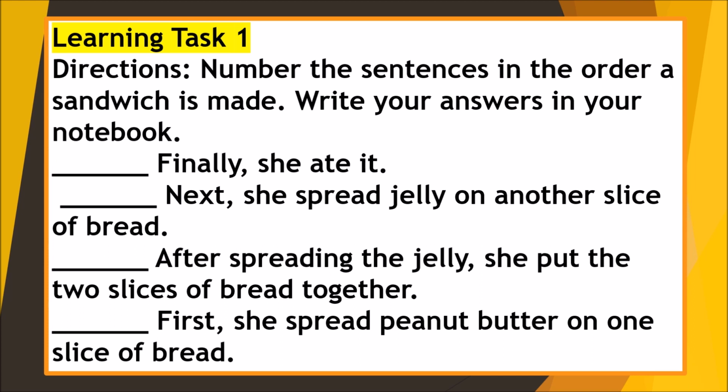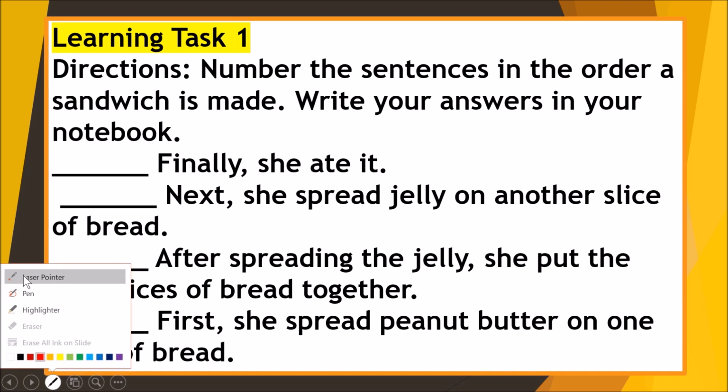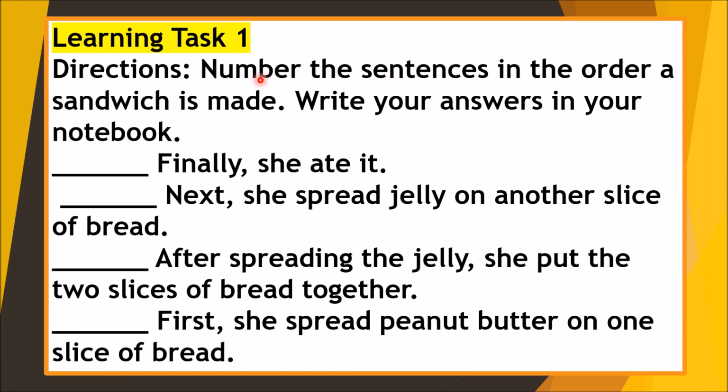As you can see, the direction given there is that you have to number the sentences in the order a sandwich is made. According to the direction, you're going to write your answers in your notebook. So let's find out what is the first one. Let us analyze and read again. Finally, she ate it. Next, she spread jelly on another slice of bread. Then after spreading the jelly, she put the 2 slices of bread together.